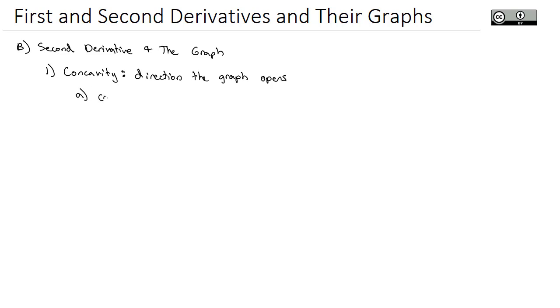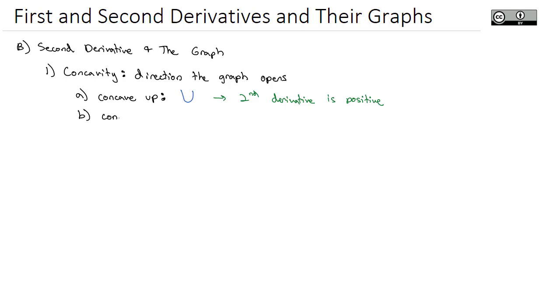We'll say the graph is concave up when it opens up, like an x squared graph. And the graph is concave up when the second derivative is positive. I like to think about concave up, looks like a smiley face, because the derivative is positive.